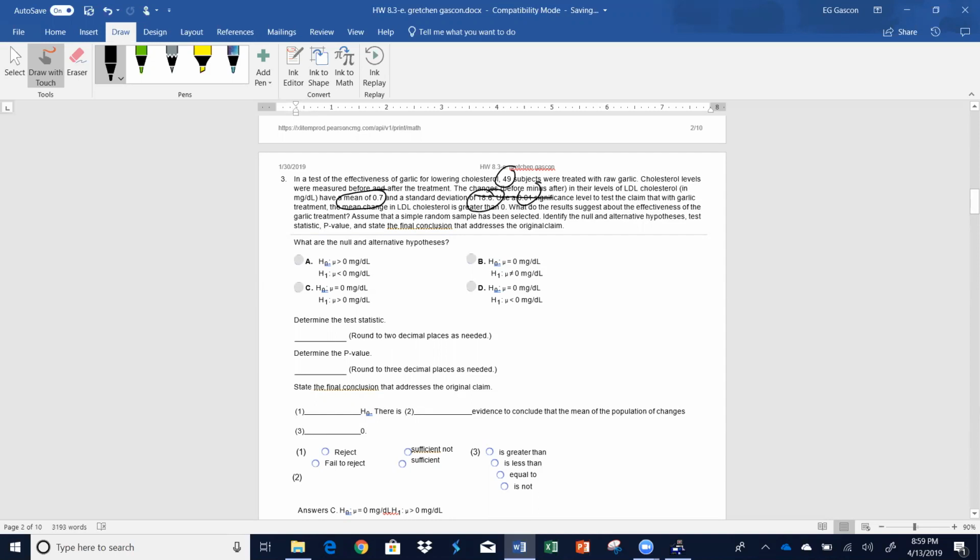I want to test the claim. So here's the claim, that with garlic treatment, the mean change is greater than 0. So it changed greater than 0. That's my claim, and so my claim is that mu is greater than 0. So where do I put it?